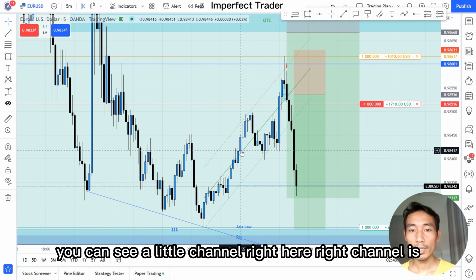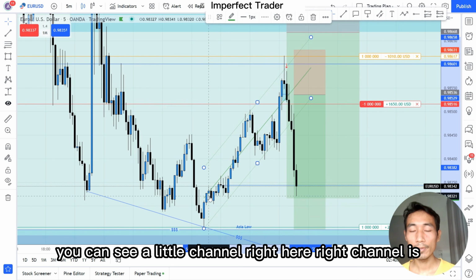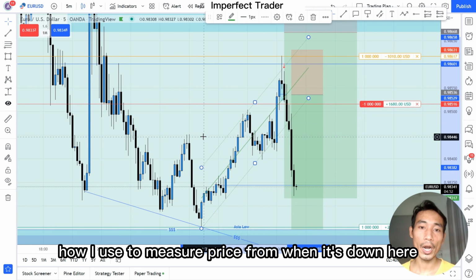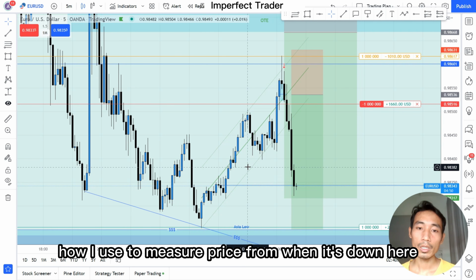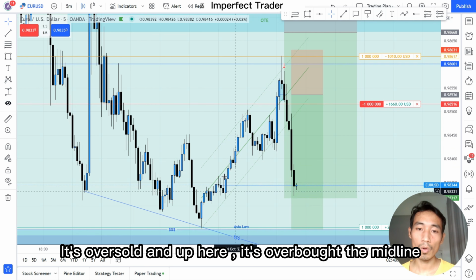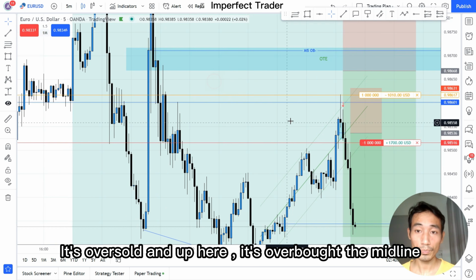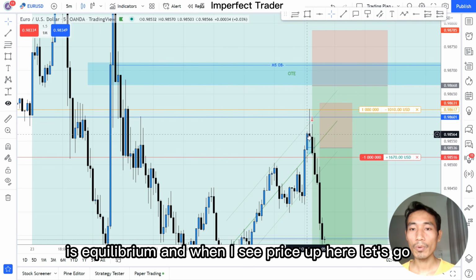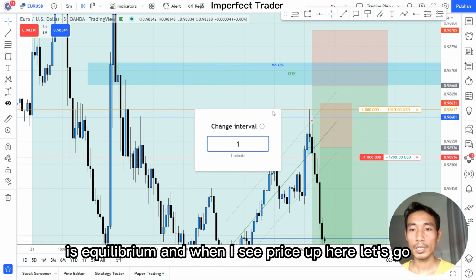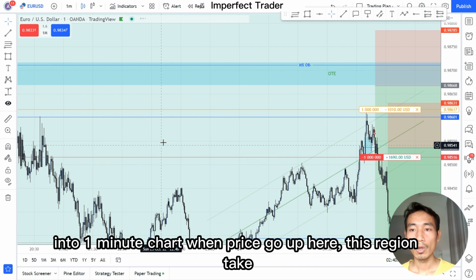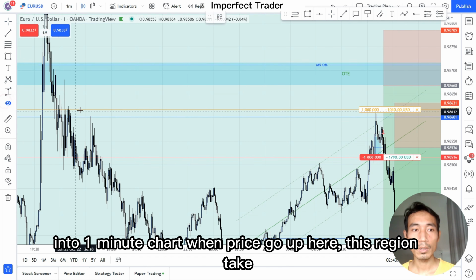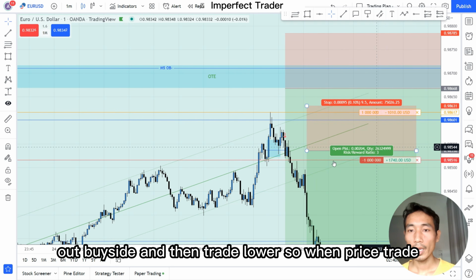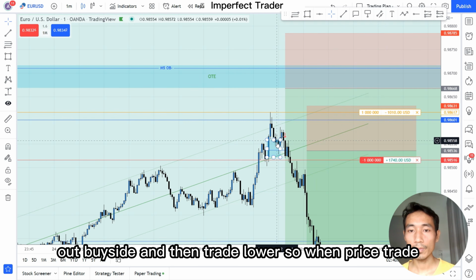So you can see a little channel right here, right? The channel is how I measure price. When it's down here, for me it's oversold, and up here for me it's overbought. The midline is equilibrium. And when I see price go up here, let's go into the 1-minute chart. When price goes up to this region, it takes out the buy side and then trades lower.